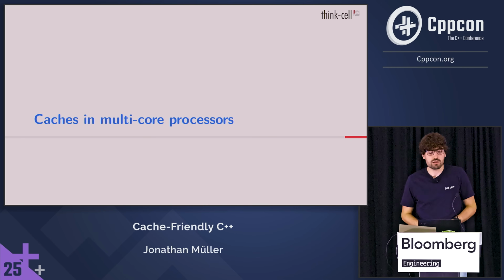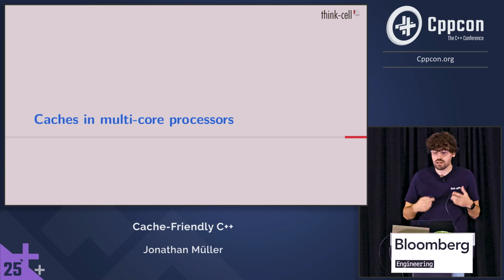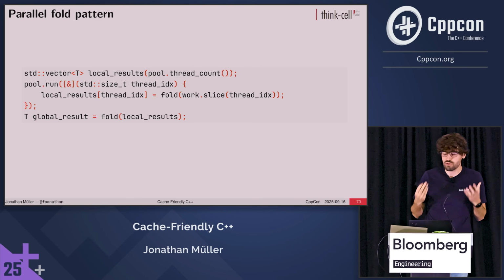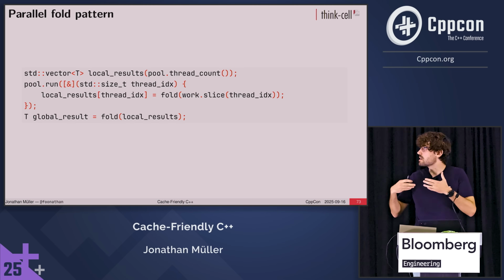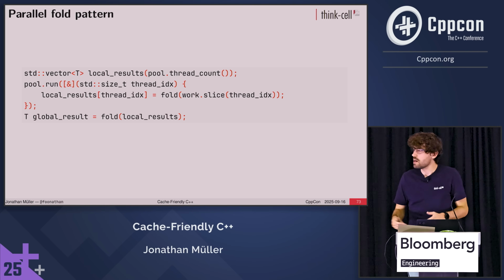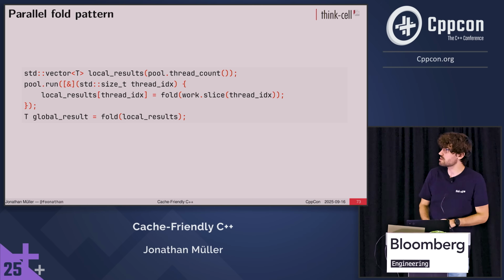So far, we've only looked at single-core processors, so let's look at multi-core processors. And let's say we want to do a parallel fold. So a fold algorithm is something like a sum or an accumulate, right? We have a bunch of data and we want to sum it all up. And the way to parallelize it is a pattern that looks something like this.